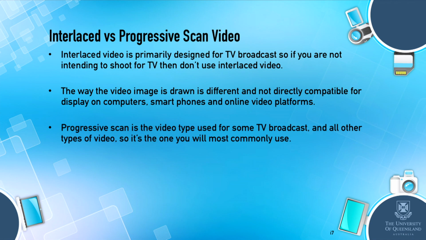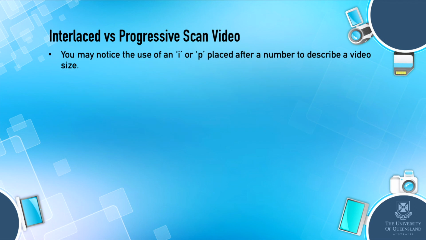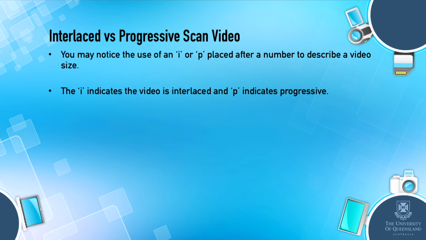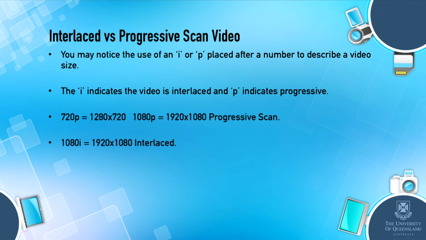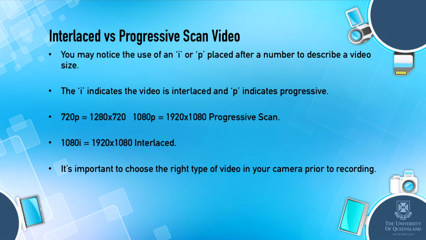Progressive scan is the video type used for some TV broadcast and almost all other types of video, so it's the one you will most commonly use. Now, the reason I mention these two video types is because you may notice from time to time the use of an I or a P placed after a number to describe a video size, with the I indicating the video is interlaced and the P indicating it's progressive. So for example, you may see 720p or 1080p, and they are 1280 by 720 progressive and 1920 by 1080 progressive respectively. If you see something like 1080i, it means it's an interlaced piece of video at 1920 by 1080 pixels. So it's important to choose the right type of video in your camera prior to recording.